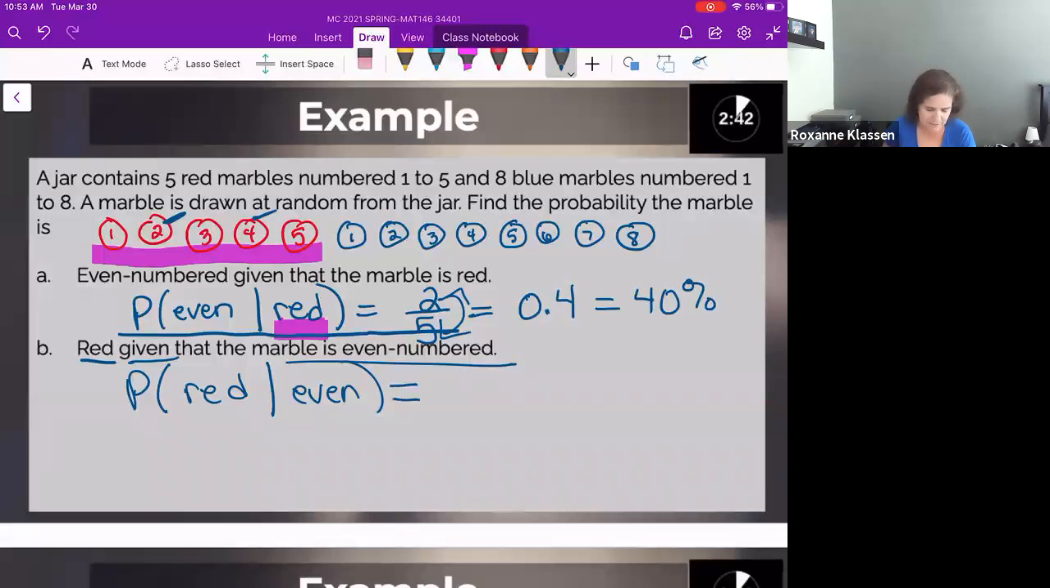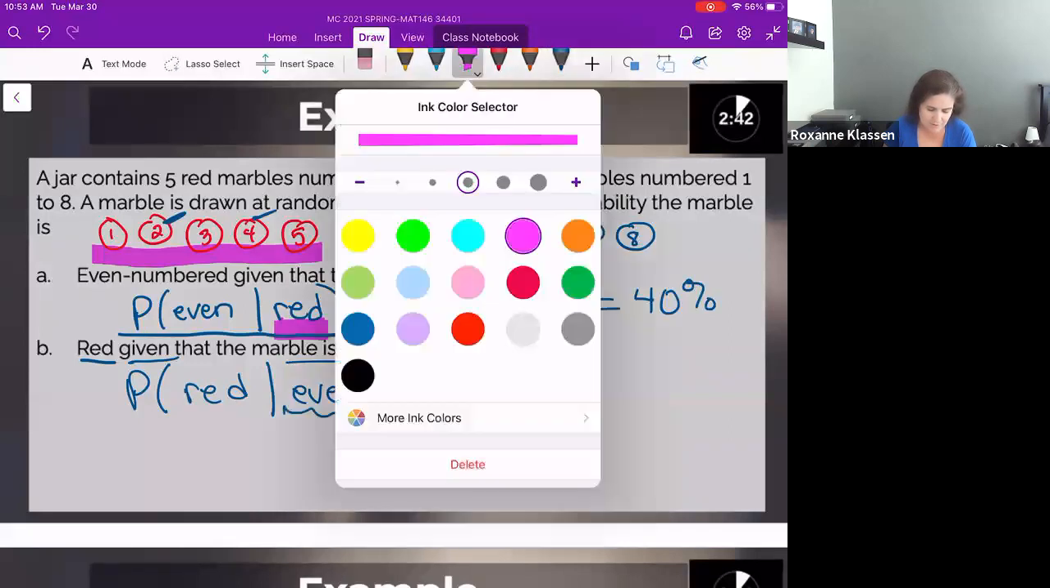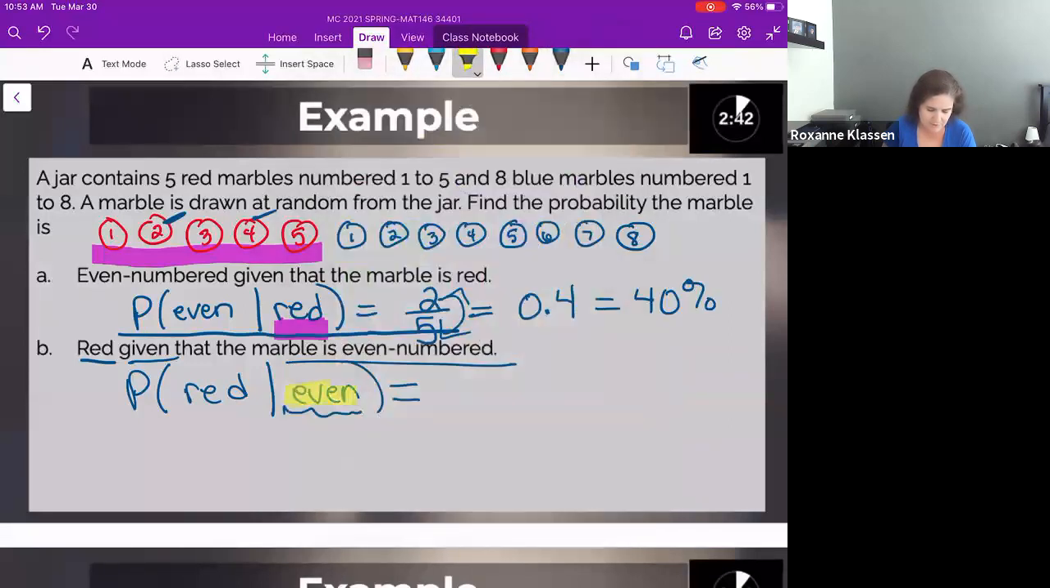See, this problem changed. So it says it's given that it's even. So I'm going to use a different color here. We know that it's an even marble. So the ones highlighted in yellow are all even. So there's 1, 2, 3, 4, 5, 6 of them. So that's our denominator. That's where I always start. I start with what's given, which is my denominator, which is the second part.